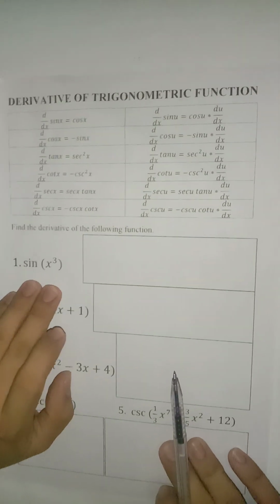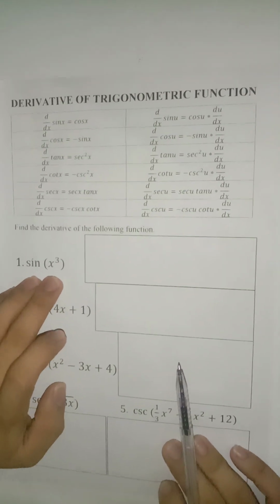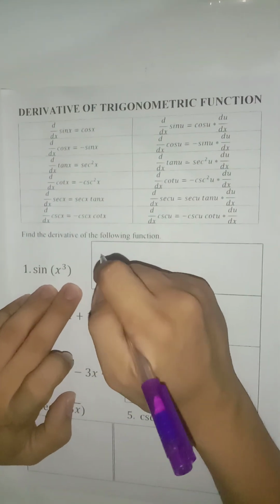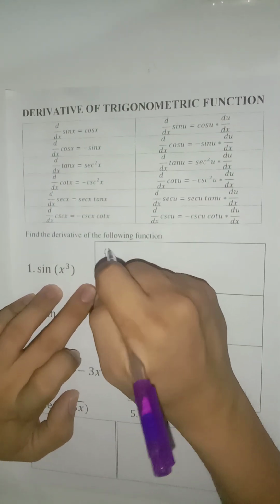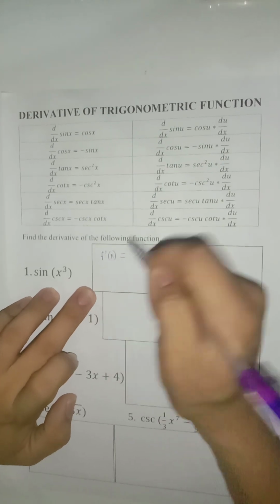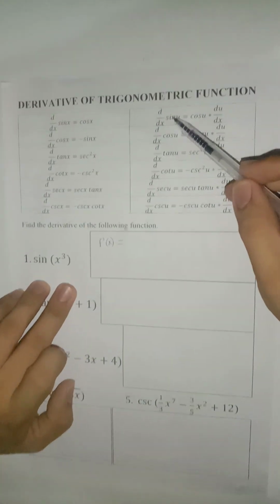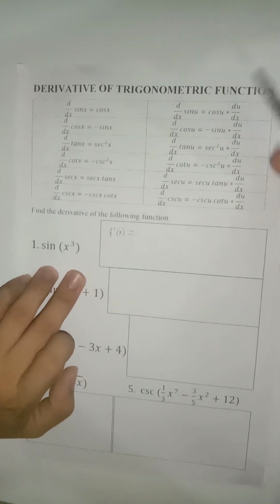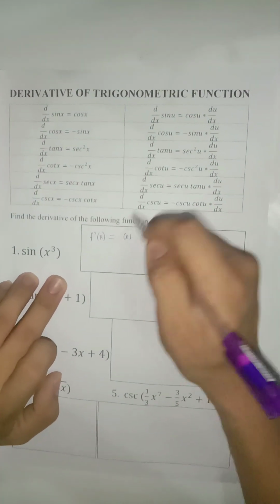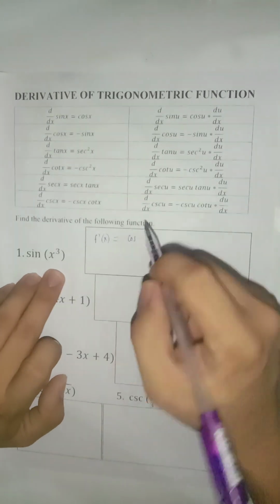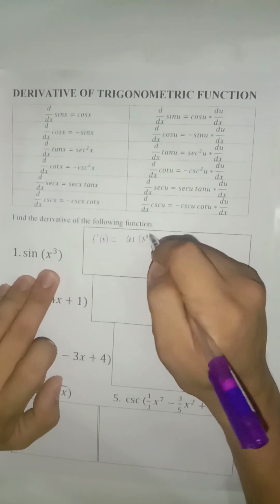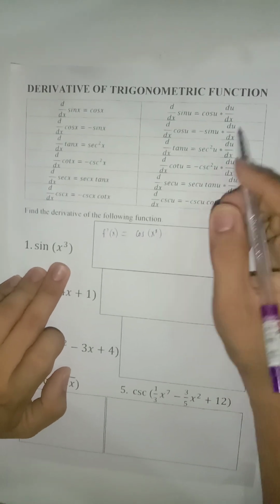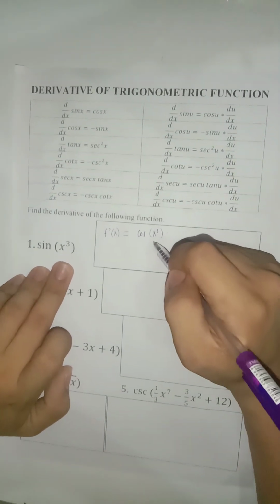For example, number 1, we have sine x cubed. The derivative of this is what? So, pwede natin isulat that the derivative of your function is equal to sine. So, hahanapin natin dito yung sine. Ito yung sine. And the derivative of sine is cosine. Okay? So, yung u natin, that is your function. Susulatin na natin. Then, we will multiply this by the derivative of your function.